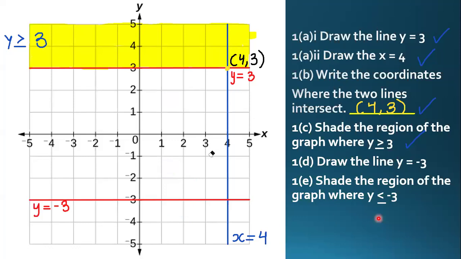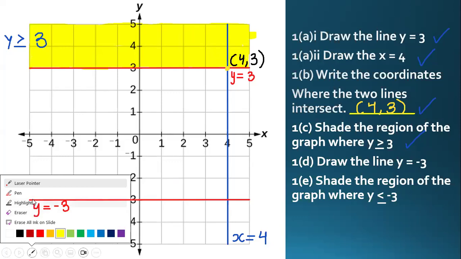It says y is less than -3. What are the numbers that are less than -3? -4, -5. Lower. Less than. -2 and -1 are higher than -3. The numbers less than -3 are -4 and -5, lower, lower, lower.